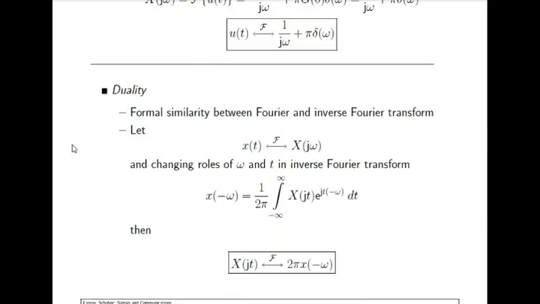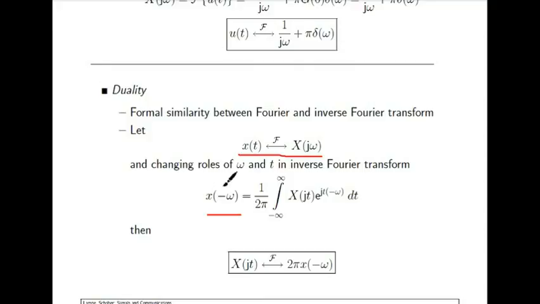The next property is the duality property. This property is the most important property in the Fourier transforms. It allows us to form a similarity between the Fourier and inverse Fourier transform. Let's consider x(t) has Fourier transform X(jω). We can change the roles of ω and t in the inverse Fourier transform, which originally was x(t) = 1/2π ∫ X(jω) e^(jωt) dω.